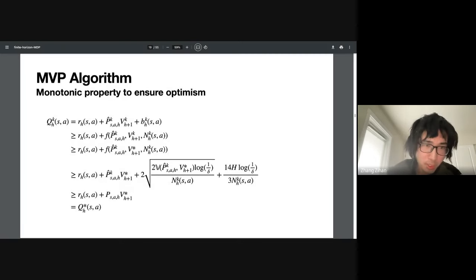So given this theorem, we can show that the Q function is optimistic, so that the optimistic framework of reinforcement learning could be applied. So the derivation here: the first line is by the definition, and the second inequality is by the induction fact that V_{h+1}^k is larger than V_{h+1}^star. The third line is still by the definition, and the last inequality is by the empirical Bernstein inequality, which is a lemma, I believe. I forget the exact citation of this lemma, but there exist Bernstein-style concentration inequalities for this term.